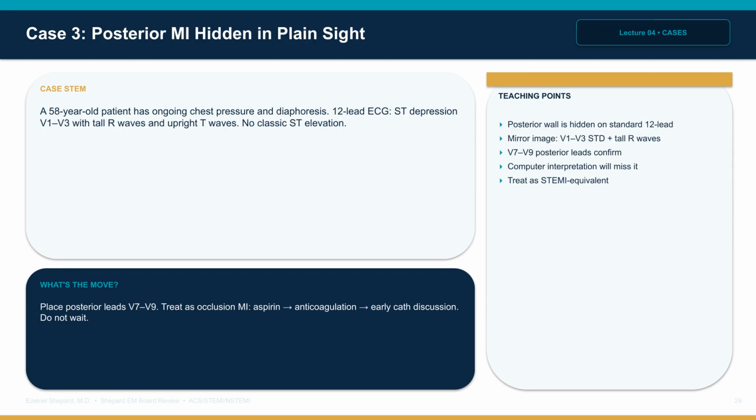Case 3. A 58-year-old patient has ongoing chest pressure and diaphoresis. The 12-lead ECG shows ST depression in V1 through V3 with tall R waves and upright T waves. There is no classic ST elevation. This should trigger concern for posterior MI. The next step is posterior leads V7 through V9 and early Cath discussion if the clinical story fits. The trap is treating it as low-risk NSTEMI because the word STEMI never appears on the computer interpretation.